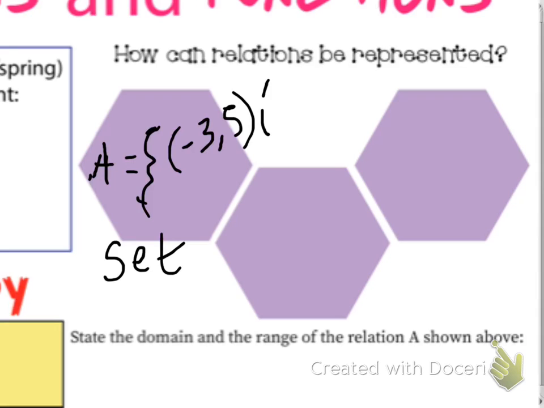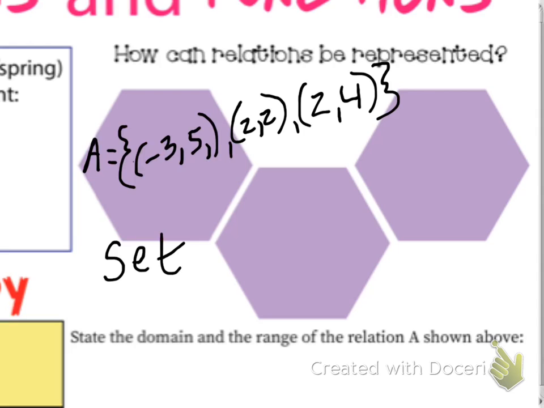So I have (-3, 5). I'm going to go with (2, 2). If I can close those. This is not working. Okay, I just tried to fix it real quick. Okay, so we have (-3, 5), (2, 2), and (2, 4).